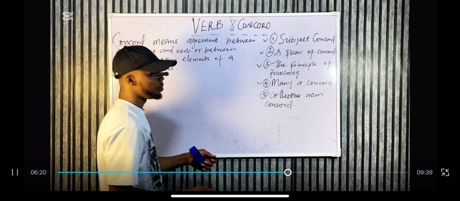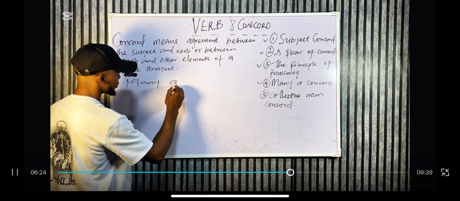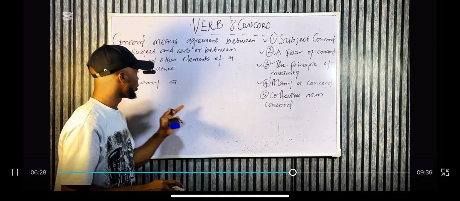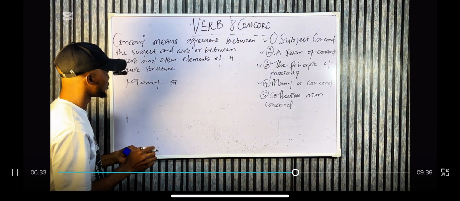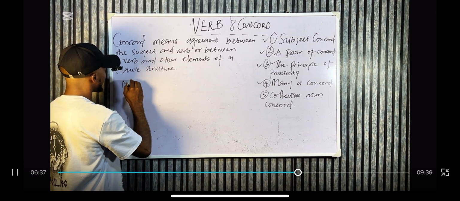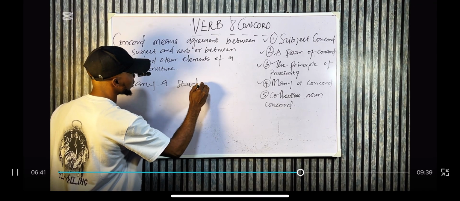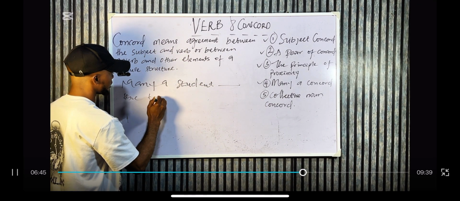The next one is many a concord. Please, anywhere you see many a, if you see it in Japan, you see it anywhere in the world, the verb that will come must always be a singular verb. There is no exception to this. For instance, many a student dash the teacher.